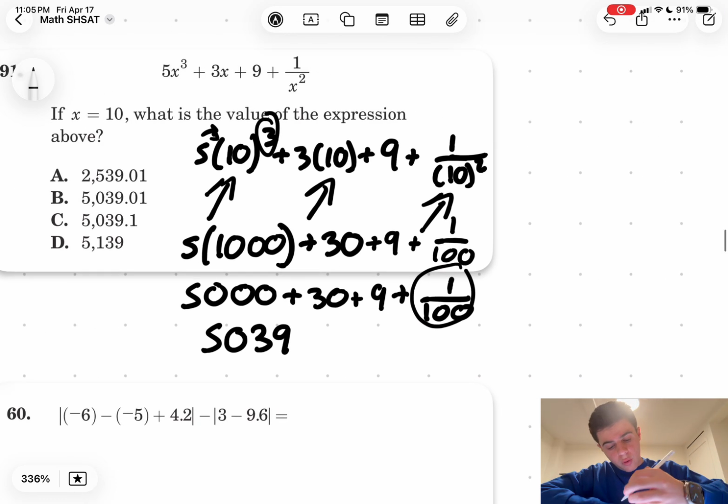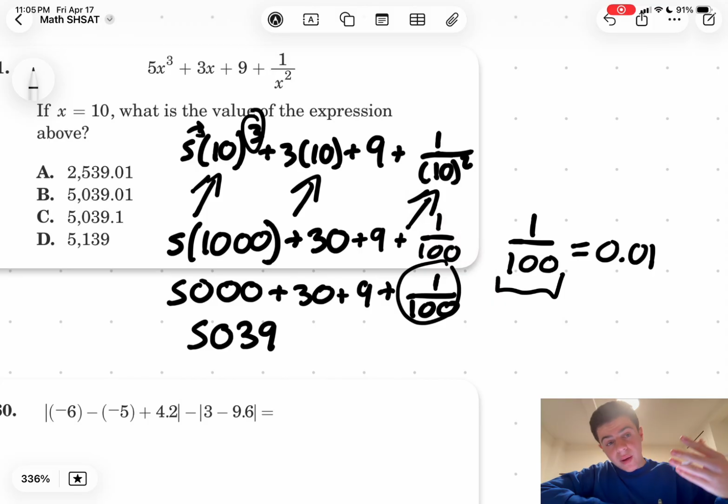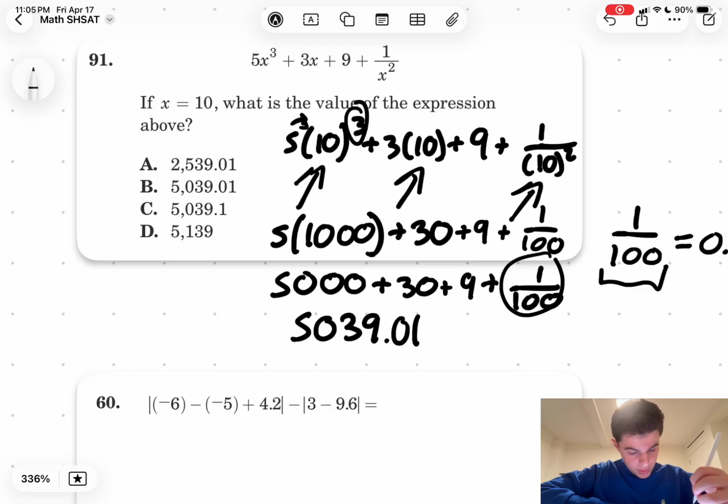And then this, we can see that the answer choices are in decimal form. So we have to convert 1 over 100 to decimals. Well, that's going to be equal to 0.01 because it's already at a base of 100. So 0.01. And that is going to be answer choice B.